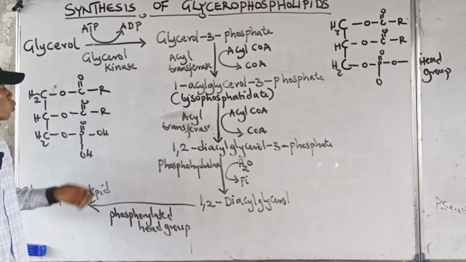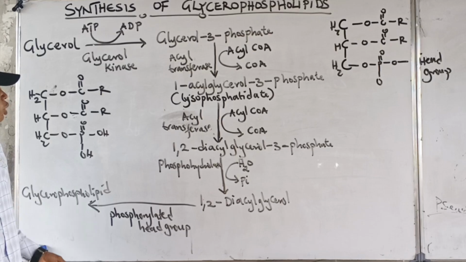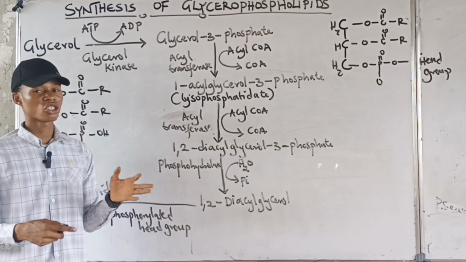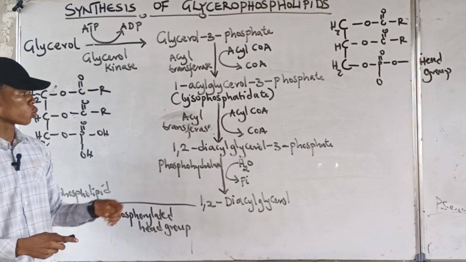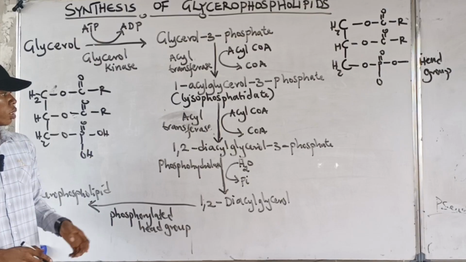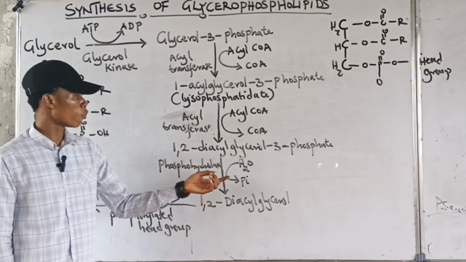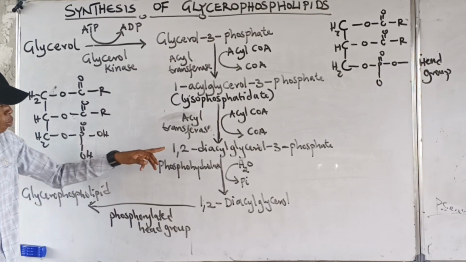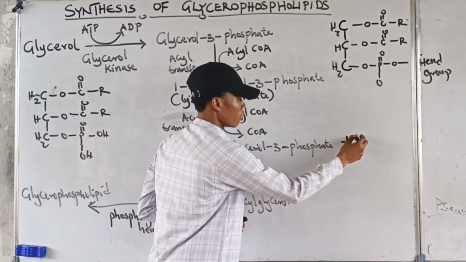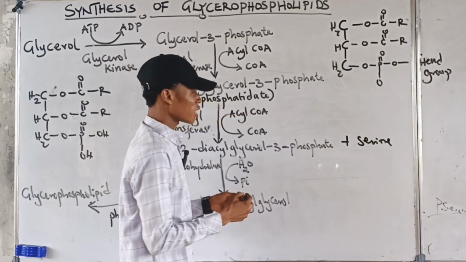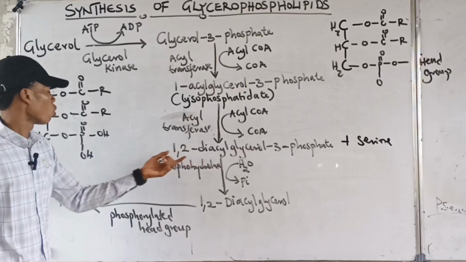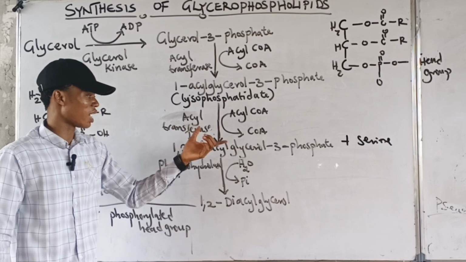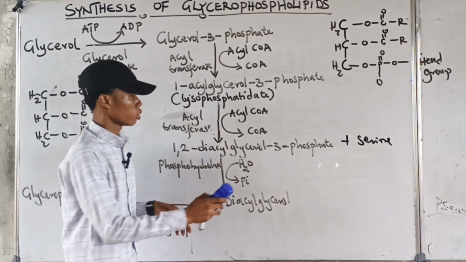Now this 1,2-diacyl glycerol 3 phosphate, at this point, the reaction can take diverse pathways. From here we can remove the phosphate group on position 3, or we decide to add our head group directly. So if you add serine directly to this phosphate group, what you are having is phosphatidylserine already. If you add choline, what you are having is phosphatidylcholine and the rest. So you can actually add from here.